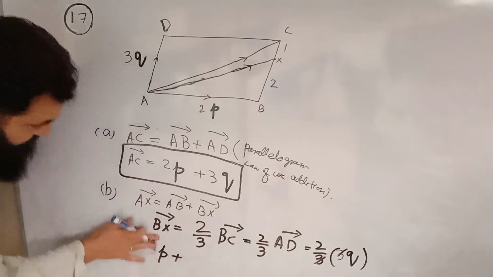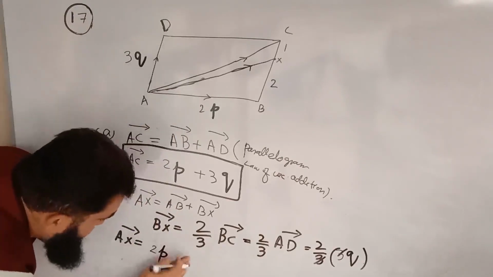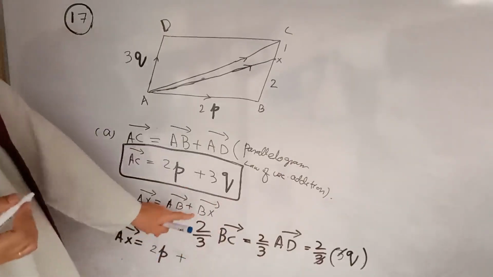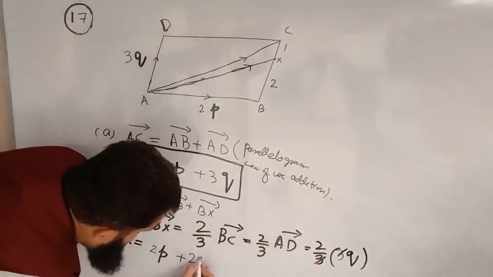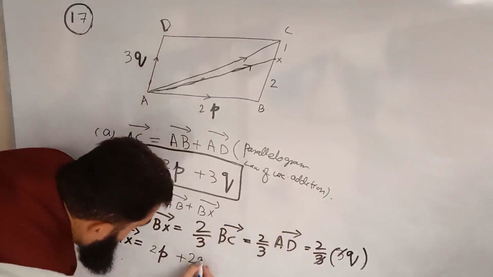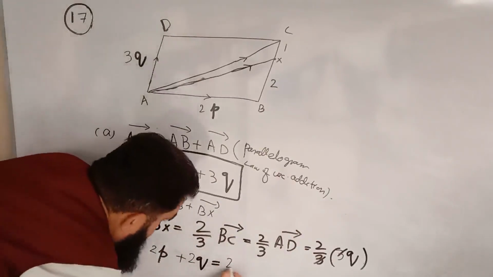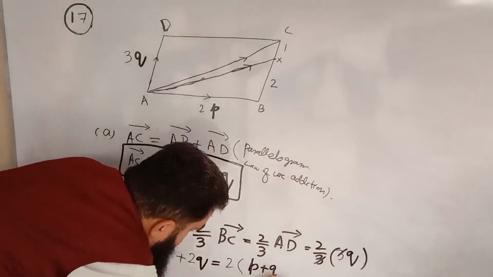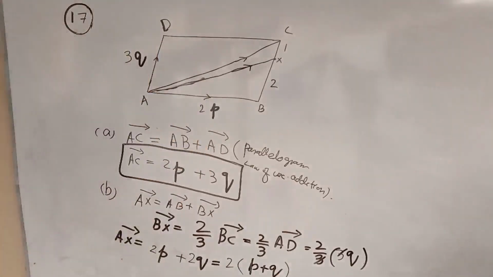plus, I write it narrow so you can differentiate between vector and scalar. 2P plus BX. BX is given as what? BX is given as 2Q. So if you take 2 common, you write it 2 into p plus q. So AX is 2 into p plus q, or you can write it 2p plus 2q.